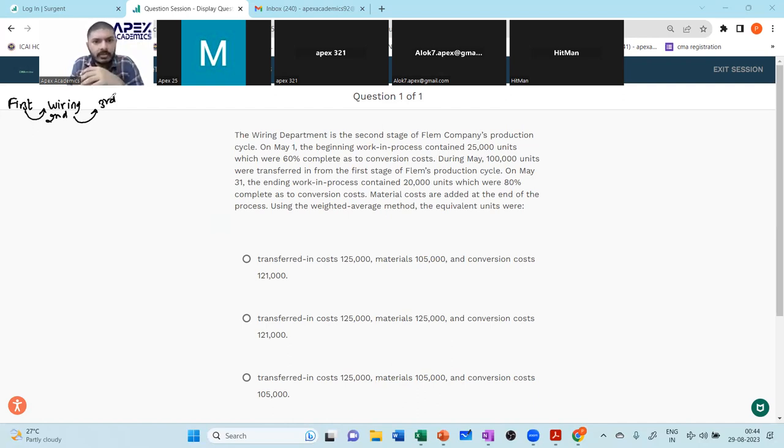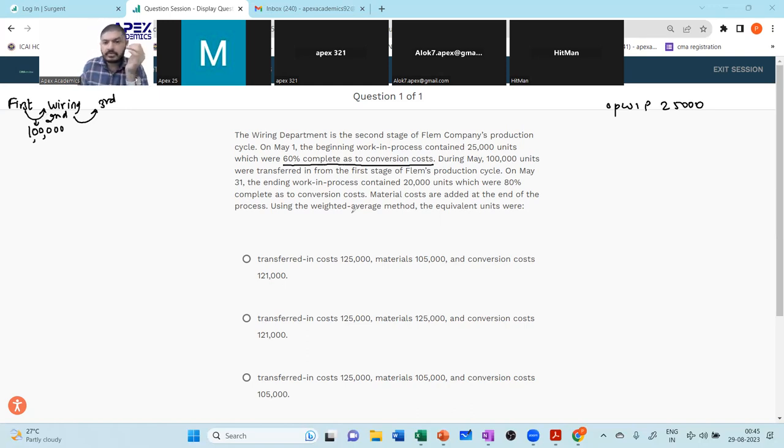On 1st May, the opening WIP contained 25,000 units, which are 60% completed as to conversion costs. During May, 100,000 units were transferred from the first stage of the production cycle. Means from the first stage to the second stage, 100,000 units came. On May 31st, the ending WIP contained 20,000 units, which are 80% complete as to conversion costs. Material costs are added at the end of the process.